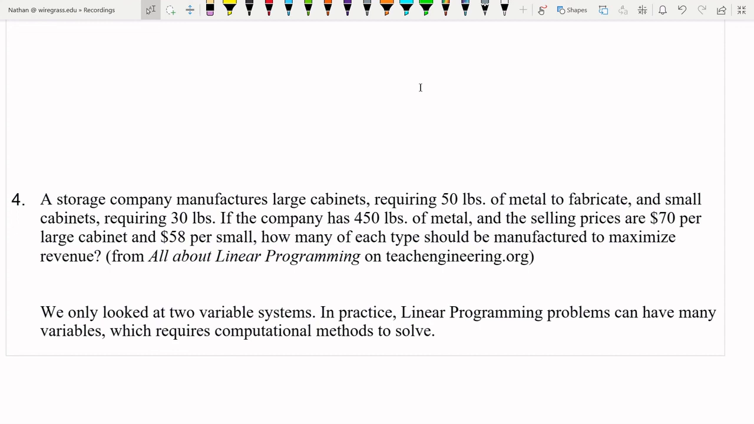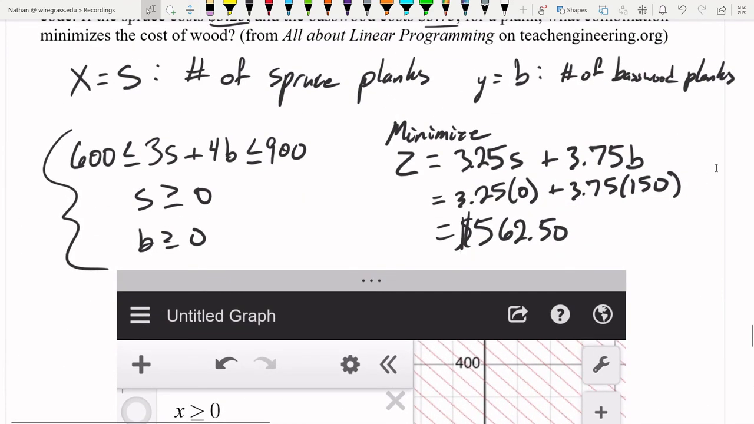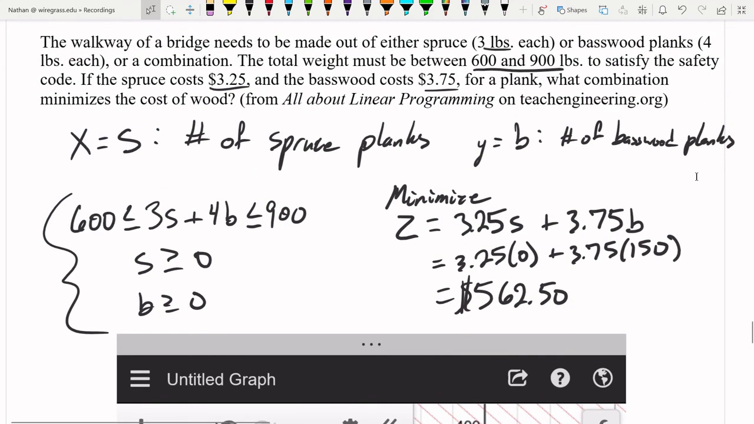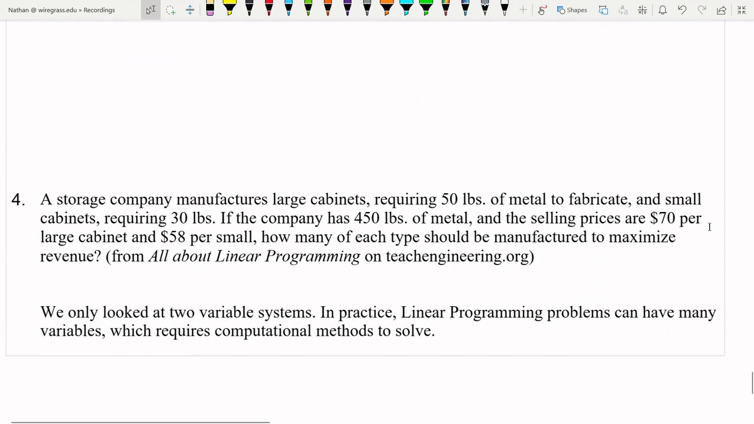Now, we only looked at 2 variable systems, but in practice, these linear programming problems can have a large number of variables and a large number of constraints. There's typically so many that you really need computers to help solve this. This was done by hand, but a computer can solve these things a lot quicker than we can. So that's what a normal linear programming problem is in the real world.